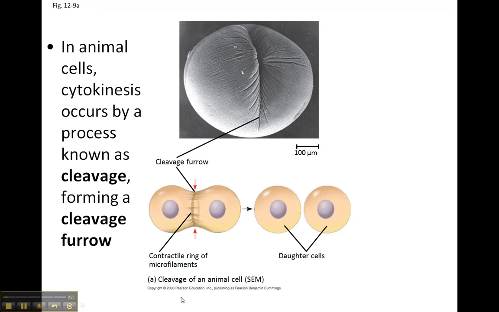Then what will happen is microfilaments, and again, here is another component of the cytoskeleton, will actually form in the middle where the cleavage furrow is and will eventually pinch apart the daughter cells.